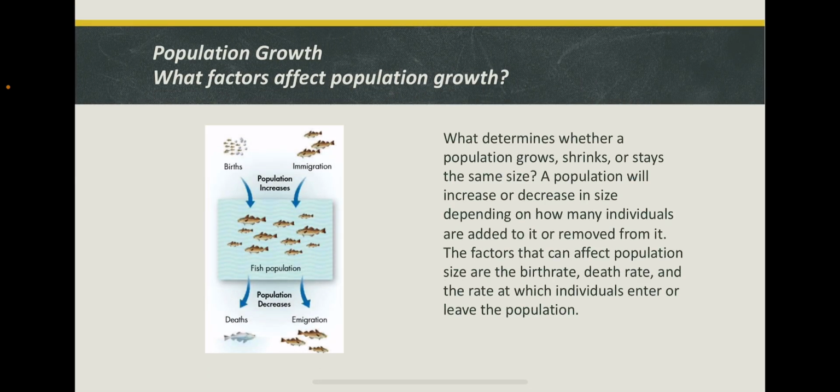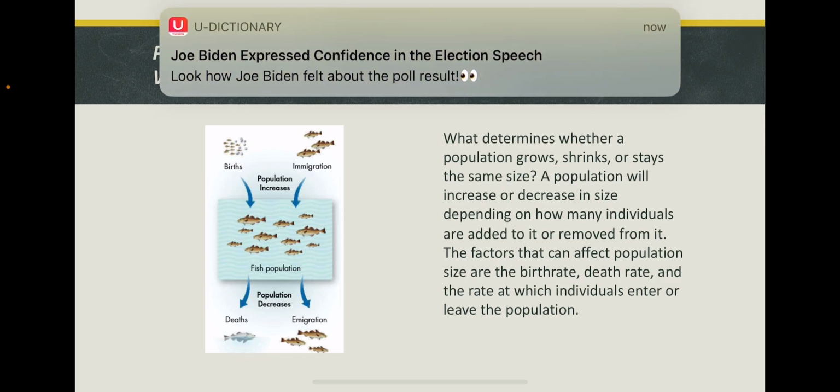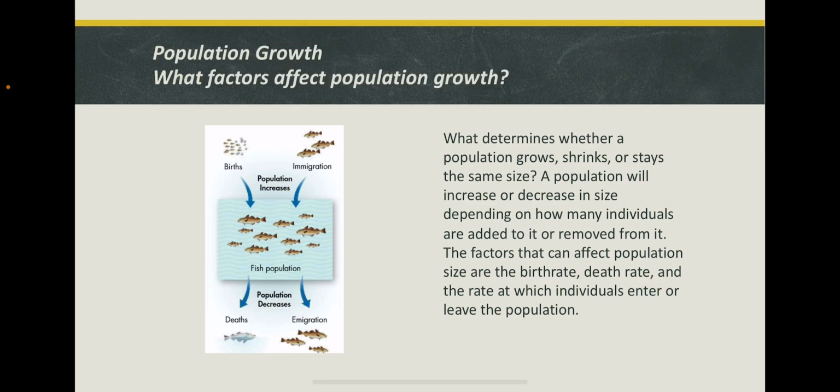Population growth. What factors affect population growth? As you can see in this image, firstly, birth, when a mom gives birth to her child, or she lays eggs. The birth and the immigration increase the population. So, I'll give you a very simplified example. Consider you are living in the United States of America. The more births, the more the population will eventually increase, and the more immigrants come from all over the world, the more the population of the United States increases.